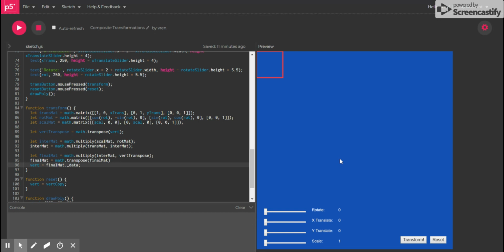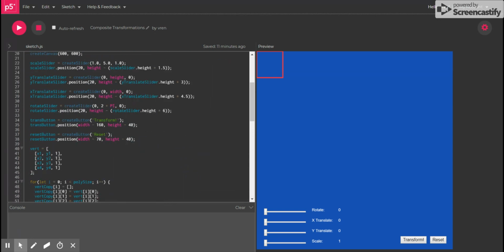So, basically, we have three matrices defined. One is the translation matrix, then we have the rotation matrix and the scaling matrix. These matrices get multiplied with each other and give a final matrix, and this is used with your vertices to finally get your polygon, which you want after the transformation.